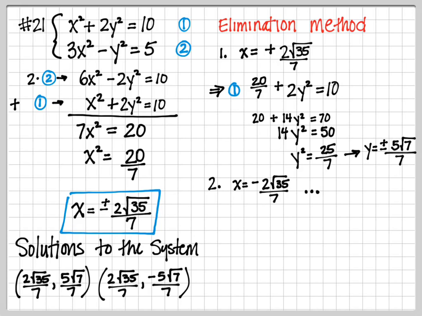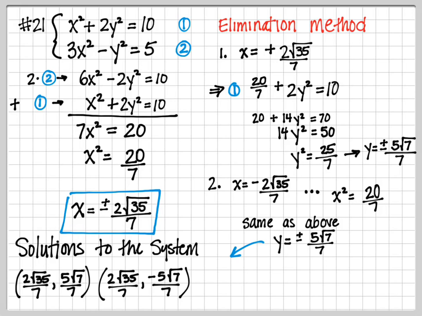And now I'm going to use the second solution, because remember x was positive and then negative, so I did the positive already. Now I'm going to do the negative. But when I substitute it in, I'm going to square that, and that's 20 over 7, which is exactly the same as what I did up above. So I'm going to get the same answers when I solve it.